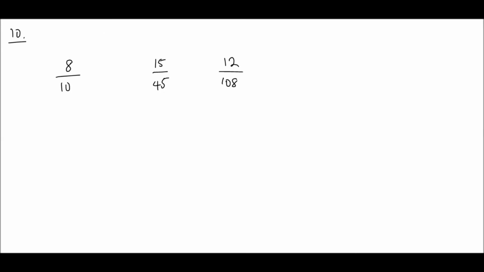Number 10. It says reduce the following fractions to their lowest terms. Now when we're reducing fractions, we need to find the highest common factor. Alright, so we are looking for factors that are common to both the numerator and the denominator. Okay, so what would be the factors of 8 and the factors of 10? We've done this already, but just so we're all on the same page, let's refresh ourselves.